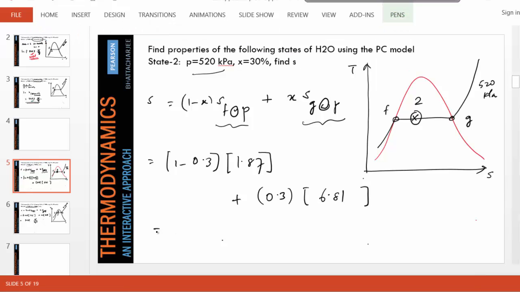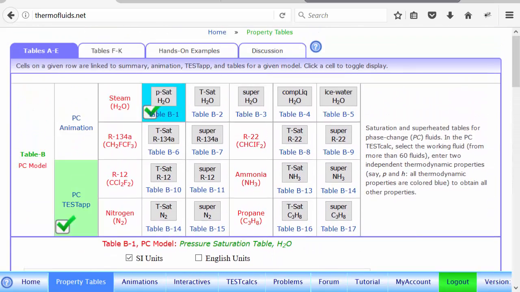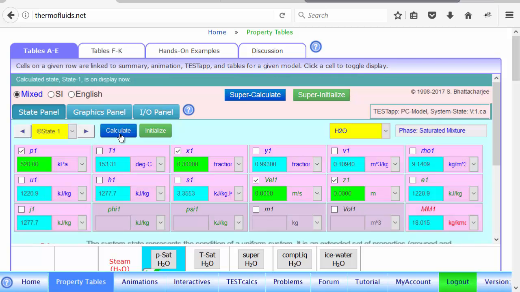And I have already done this calculation. If you do that, you should find it to be 3.35 kJ/kg·K. Going back to verify, all we do is launch the TESTapp and enter the known quantities, which are 520 kPa and X is 0.3, or 30%. And we do a calculate. That finds entropy for us, which is 3.353, very close to what we got.